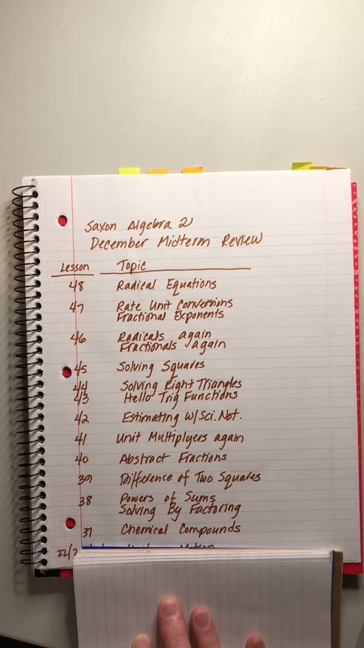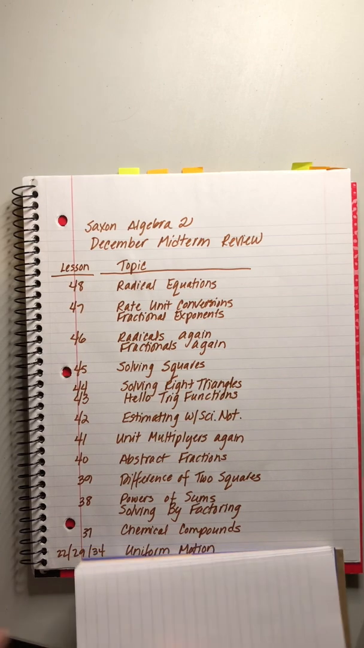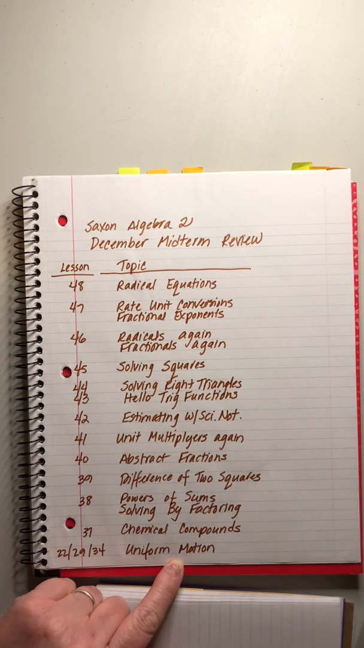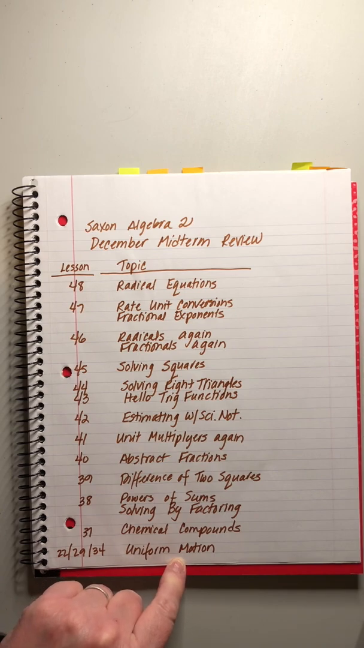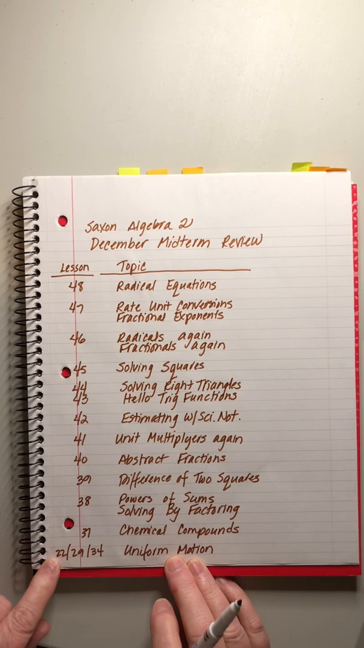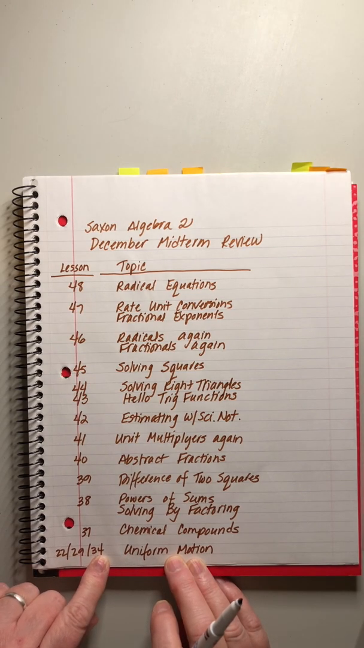37 is chemical compounds. Not gonna lie, I love a good chemical compound problem. And then uniform motion is the last topic. I would like to have one of these. I think these are really challenging problems, and for how hard you work on learning them, these are the lessons where the 3 different types originally appeared.